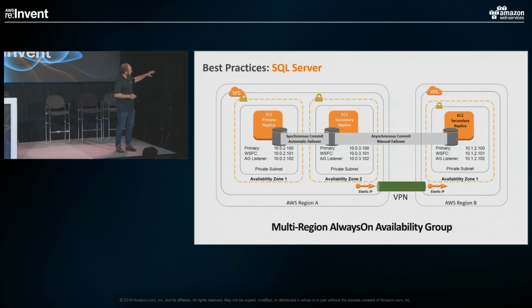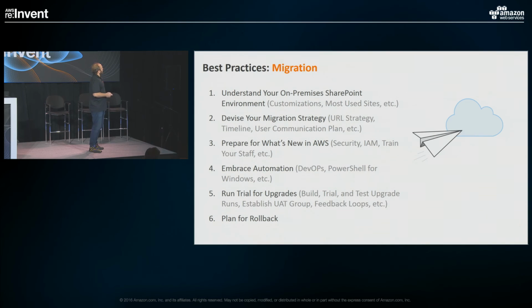I already showed you that. I already showed you the VPN, and we talked about setting up a VPN between two regions, or between your data center or your colo and AWS specifically. I will go briefly through the migration stuff.